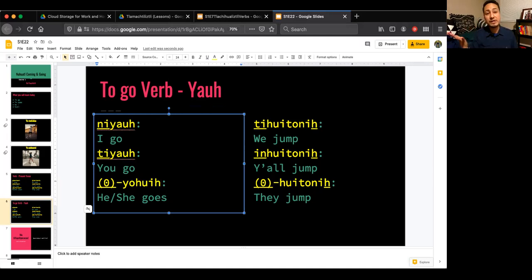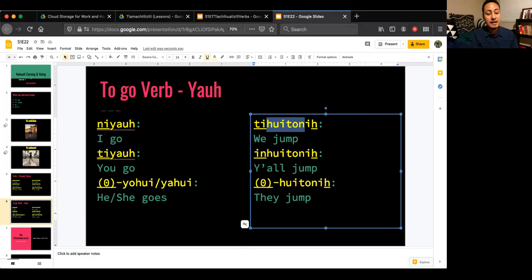Okay, so for niya, I go. Tiya, you go. And for he or she, it would be yowi. Now that's how they say it in Chicoltepec variety. But in other Huasteca varieties, you might see them say yawi. Okay? So it's he or she goes. So it's niya, tiya, and yowi. Oh, no H. Sorry, no H. Yowi. Okay, and for we go, it's tiyowi or tiyawi. Okay, well, tiyowi, we go. Y'all go, it's tiyo in yowi. And they go is yowi.